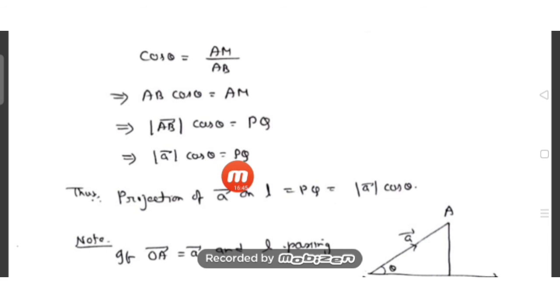Projection PQ means the projection of A bar on line L. So we get that the projection of A bar on L is equal to PQ, which is equal to the magnitude of the vector into cos of the angle between the line and the vector.